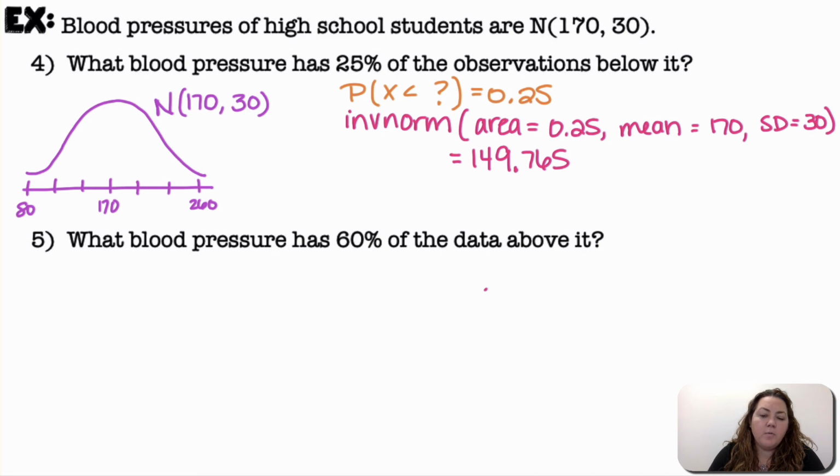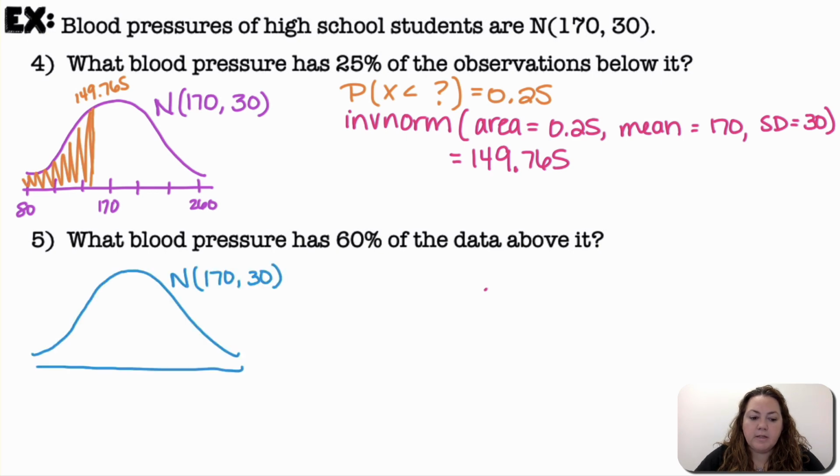149.765. If you wanted to use the table for this, you're going to look inside of the table for the percentage that's closest to 25%. Then you're going to go up and over, find that z-score. Then you'll convert that z-score to a value using the mean of 170 and the standard deviation of 30. Okay, so there's where that was, and we shaded below. So that section made up 25%.